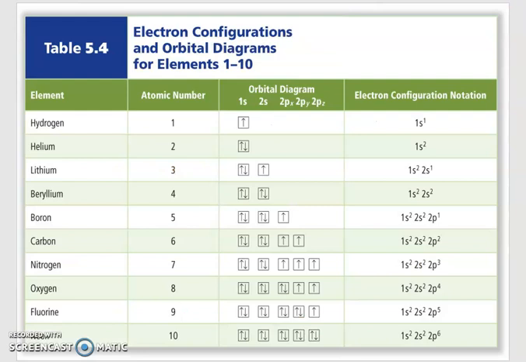Here's just a few examples of orbital diagrams for the first 10 elements. You can take a look at the electron configuration notation and how all of the electrons fill each orbital.